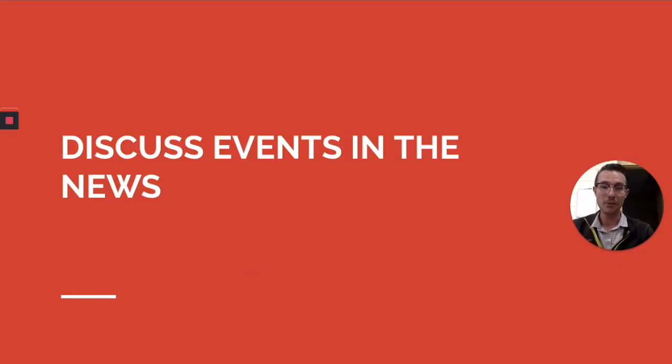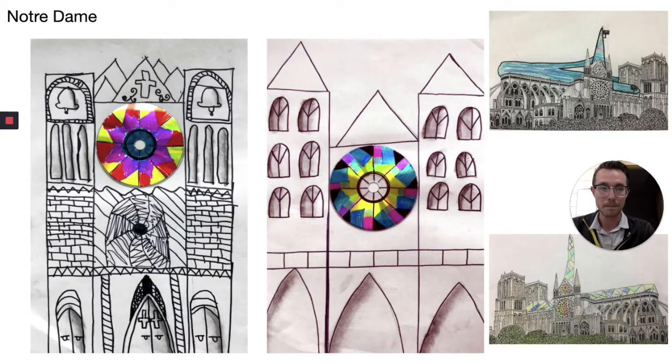Another great thing about elementary art is it allows you to discuss events that are happening in the news. I like making sure that my students are aware of things that are happening in the art world as they occur. Notre Dame is a great example of that, and the fire that occurred. So here is a project that I did with my students where we learned a lot about Gothic cathedrals and architecture and what goes into a Gothic cathedral. Then we drew out the cathedrals however they wanted. They include bricks and pointed arches and bells and windows and things like that.